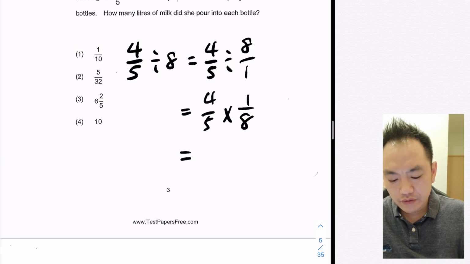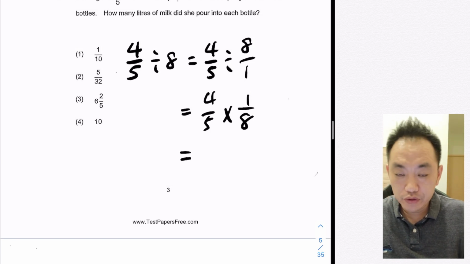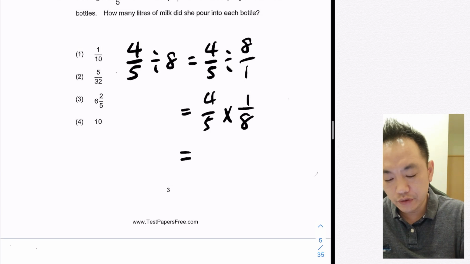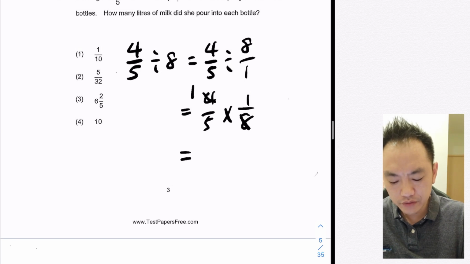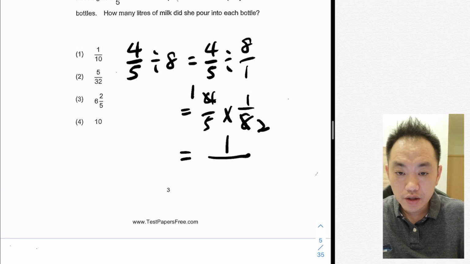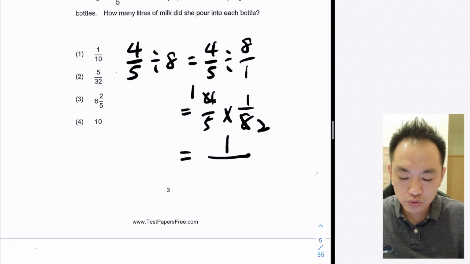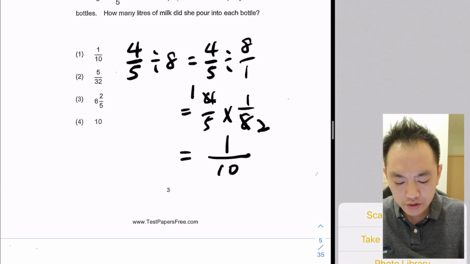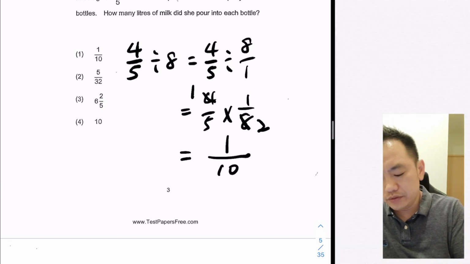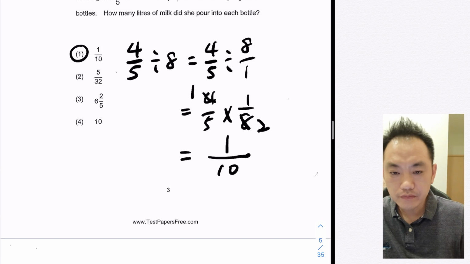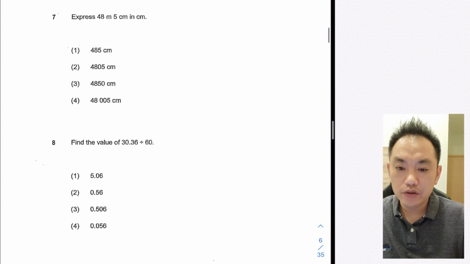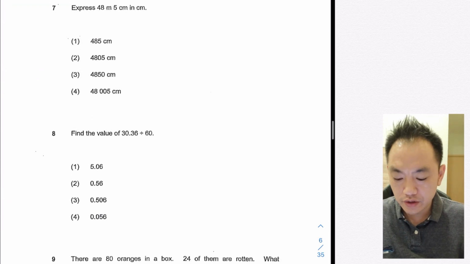Before you do the multiplication, you can also see 4 and 8 can be simplified. 4 divided by 4 equals 1, and 8 divided by 4 equals 2. Then the top is 1 times 1, which equals 1. The bottom is 5 times 2 equals 10. So the answer is 1 out of 10, which is 1. Okay, let's move on to question 7.